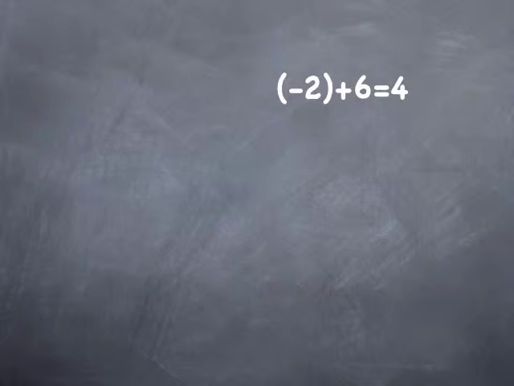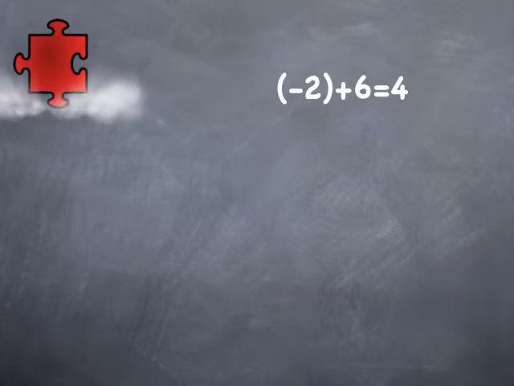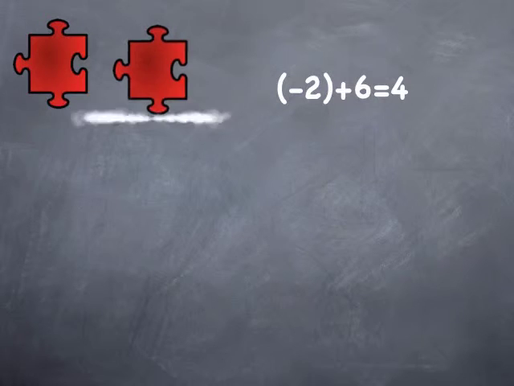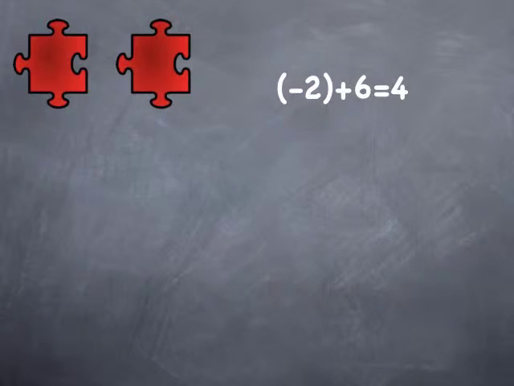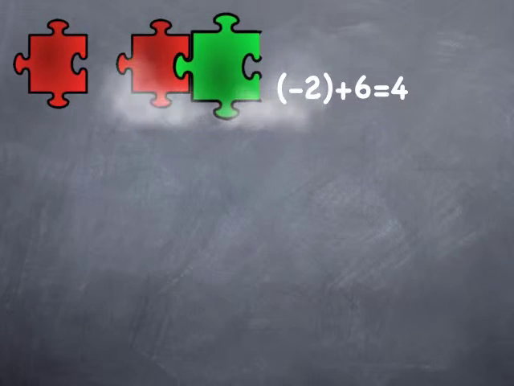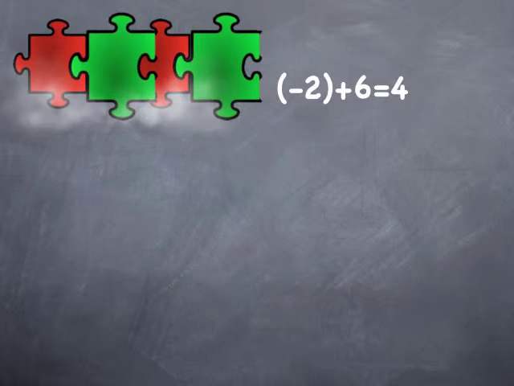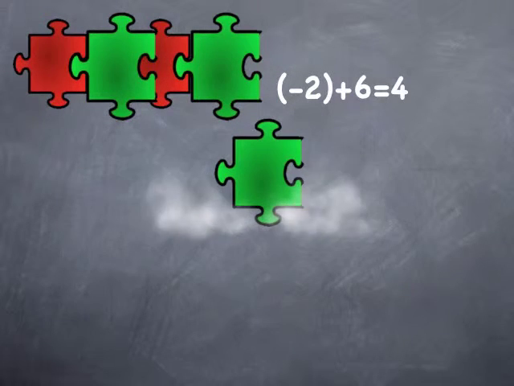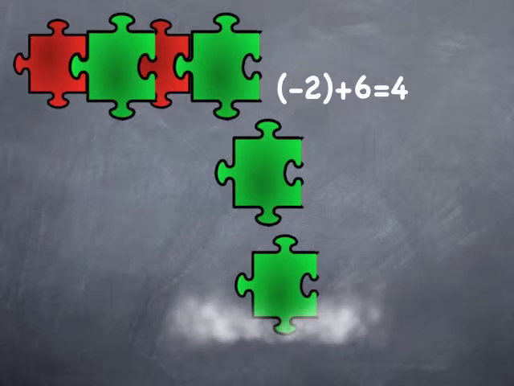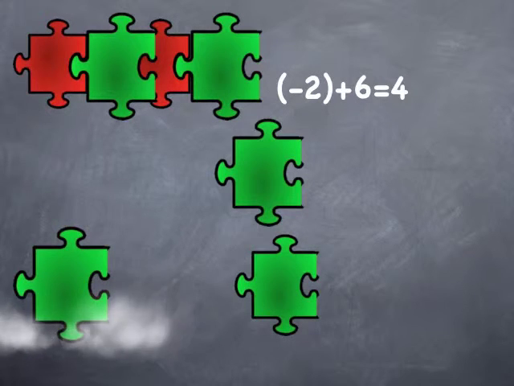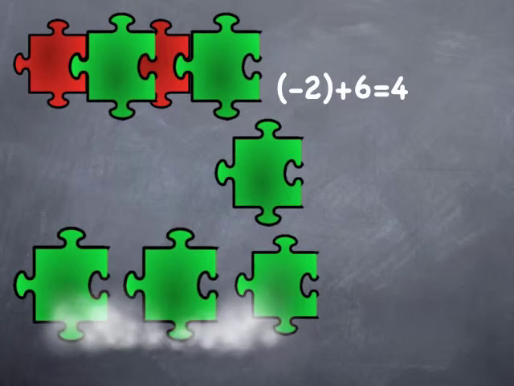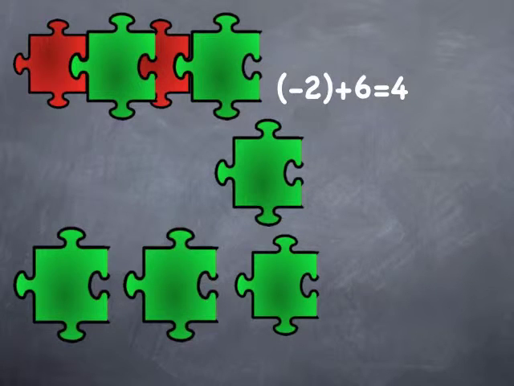The next one is negative 2 plus 6. So in this one, you first have to represent negative 2, and then add 6 positive to it. So 1, 2, 3, 4, 5, and then 6.